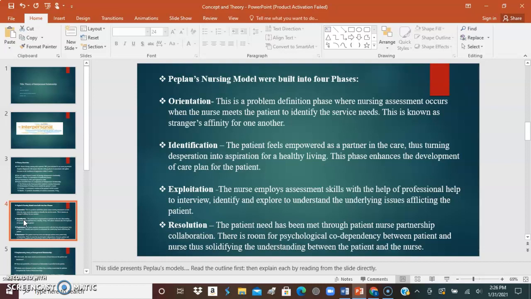And finally, the resolution phase. The patient need has been met through patient-nurse partnership collaboration. There is still room for psychological codependency between patient and nurse, thus solidifying the understanding between the patient and the nurse.